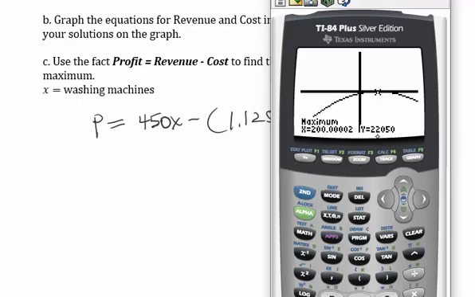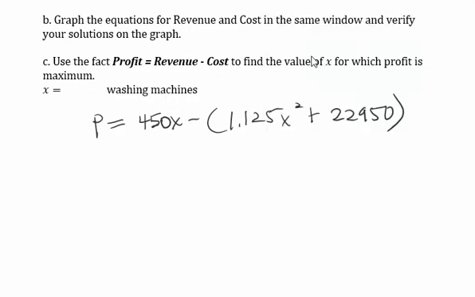The maximum profit is $22,050. But we're asked to find the value of x for which profit is at a maximum, and that's the x coordinate, which will provide the number of washing machines. So 200.